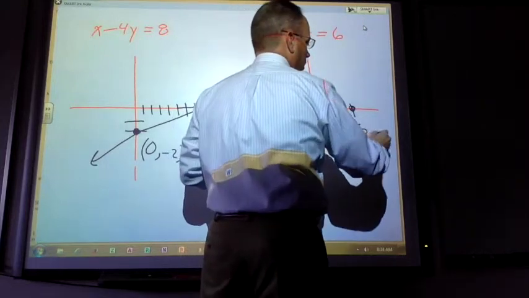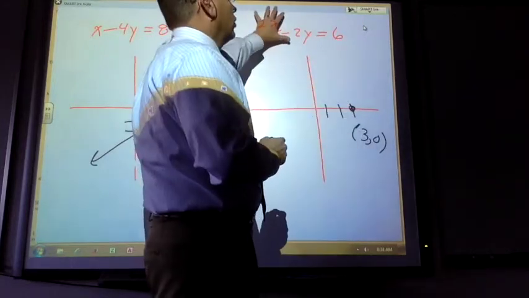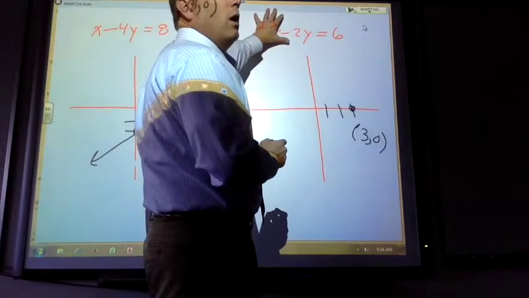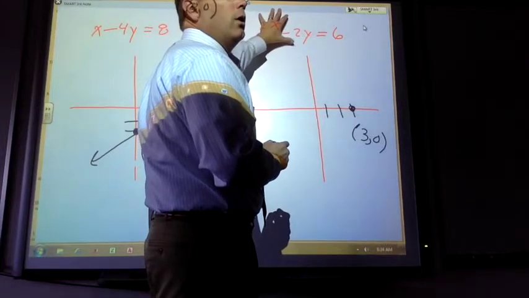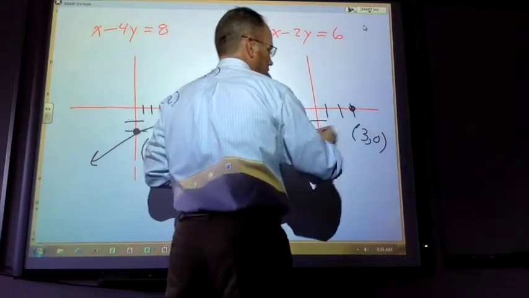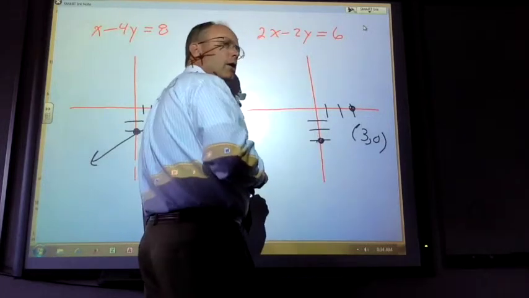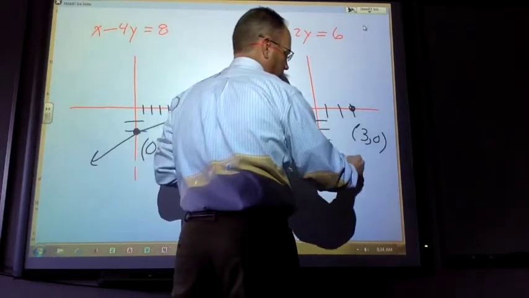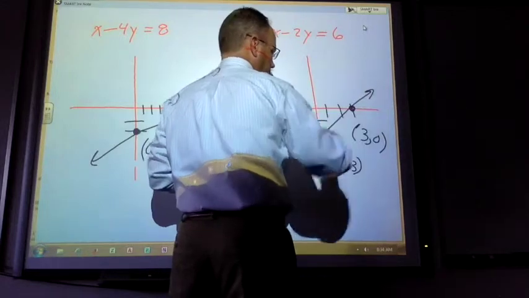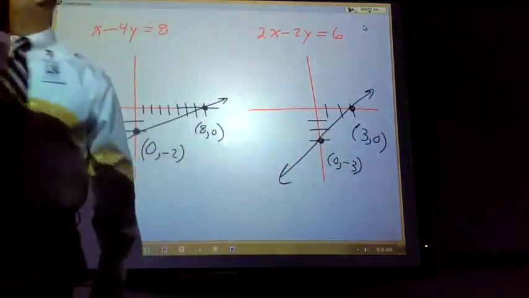Perfect. I like it. All right, almost there. Negative 2 times y gives me 6. So what does y have to be equal to? Good. What is this as a point? There you go. Connect the dots. There we go.